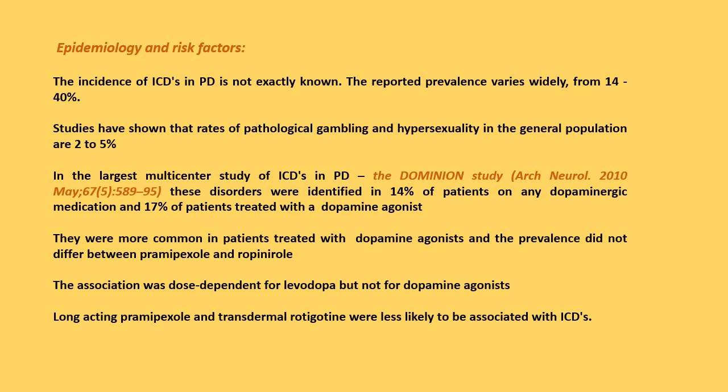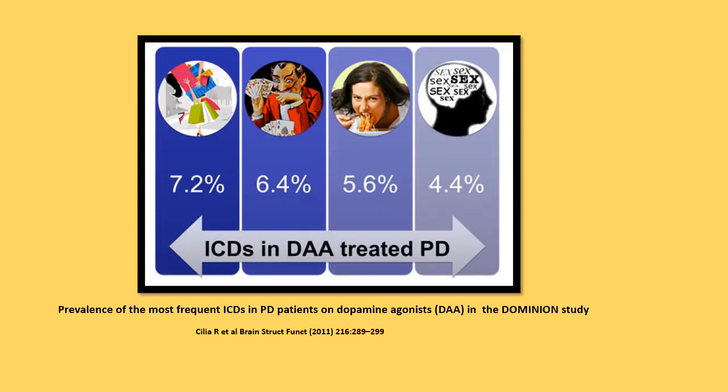They were more common in patients treated with dopamine agonists, and the prevalence did not differ between pramipexole and ropinirole. The association was dose-dependent for levodopa but not for dopamine agonists. Long-acting pramipexole and transdermal rotigotine were less likely to be associated with ICDs. This graphic shows the incidence of the most common ICDs in PD in the DOMINION study.